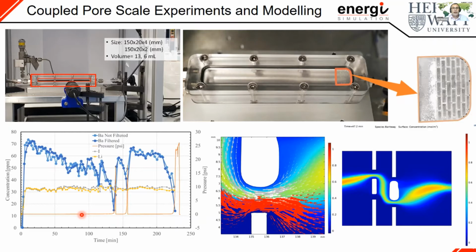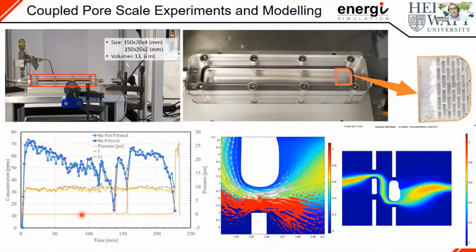We analyze the effluent, as you can see on the bottom left, and that gives us information. So by material balance, we can determine how much has been put in, how much has been taken out, and how much barium and how much sulfate is remaining in the system.